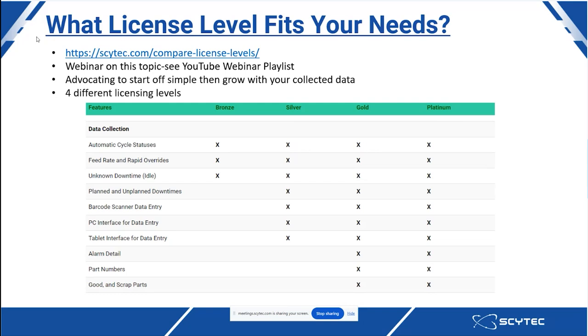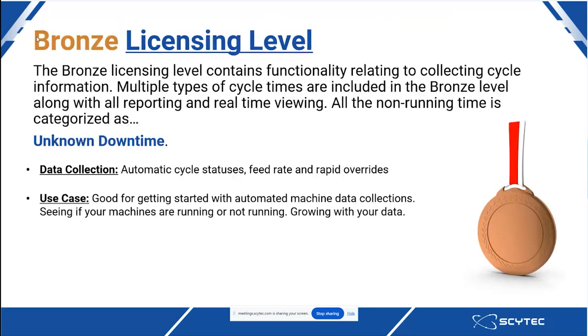We have 4 different licensing levels, including bronze, silver, gold, and platinum. Starting off with bronze, the bronze licensing level contains functionality relating to collecting cycle information. Multiple types of cycle times are included in the bronze level, along with all reporting and real-time viewing. All the non-running time is categorized as unknown downtime in the bronze licensing level, and I'll detail a little bit more about how that differentiates on the different licensing levels coming up in just a second.